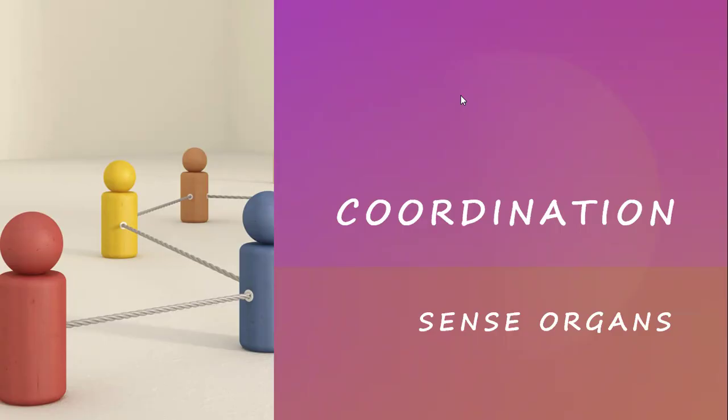We are still discussing the sense organs. So far, in a previous video, we saw the concept of all these sense organs. We said that there are five of them: nose, eyes, ears, mouth, and skin. So today let's discuss specifically one sense organ, that is the human eye.